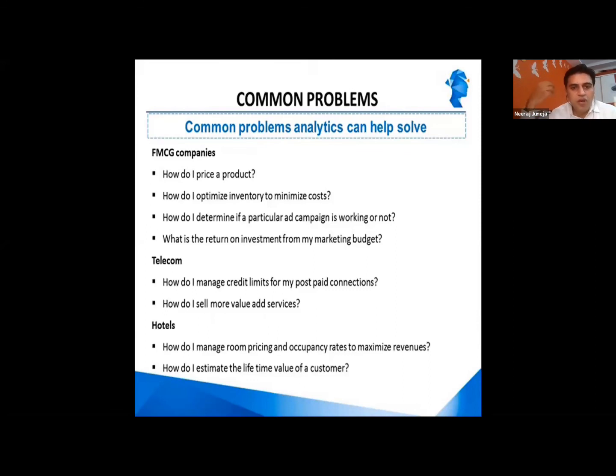Then telecom: how do I manage credit limits for my postpaid connections? How do I sell more value-added services? You might have seen just of late, there are a lot of value-added services coming up in the telecom sector, right? So telecom has been revolutionized, especially with the inception of Jio, right? The Jio platform has completely revolutionized this telecom sector by introducing more and more value-added services.